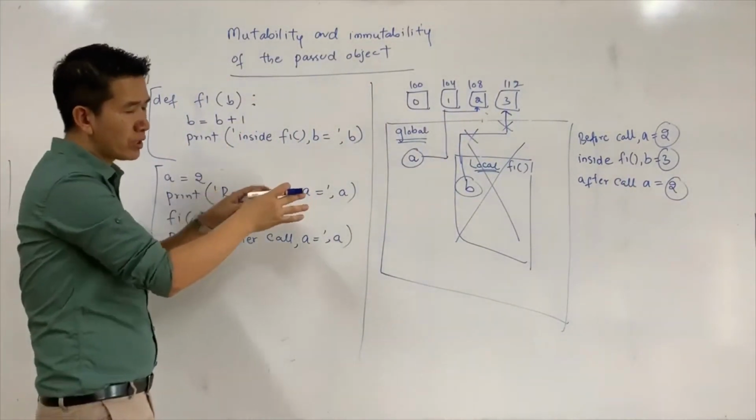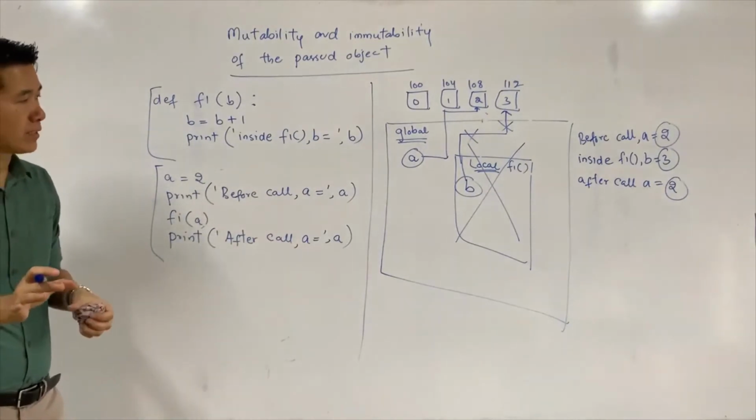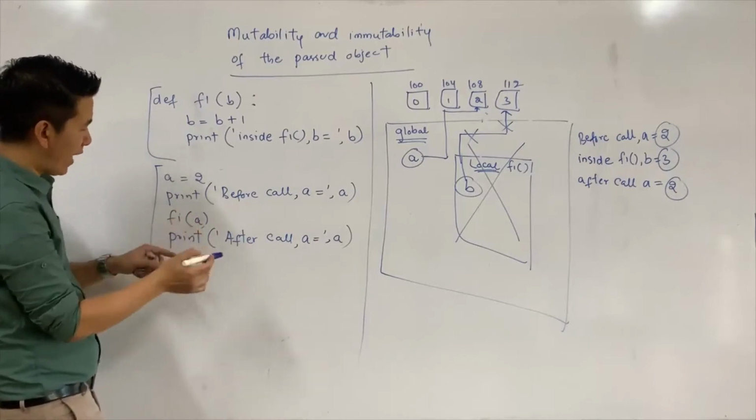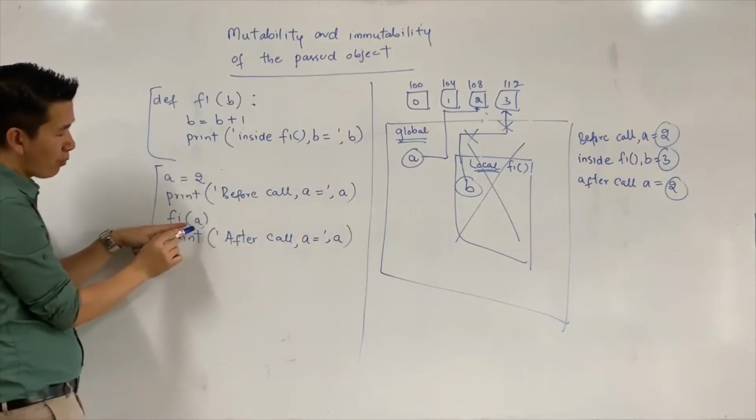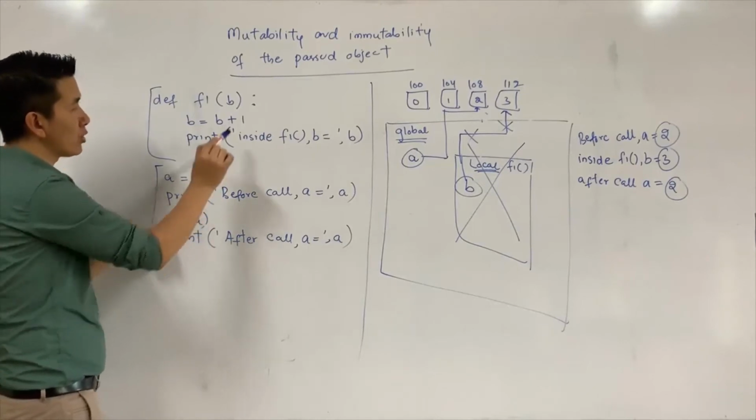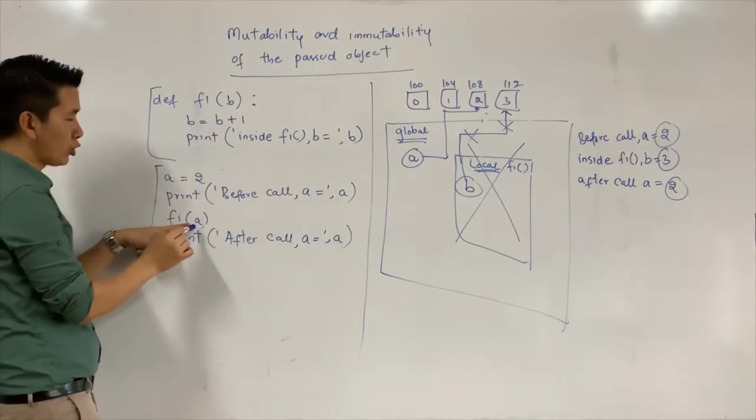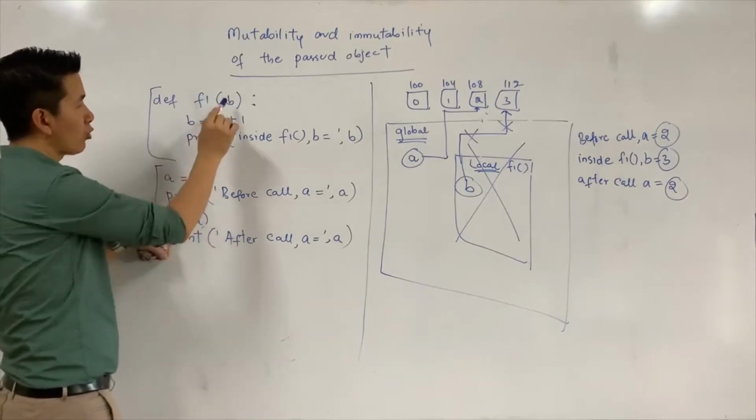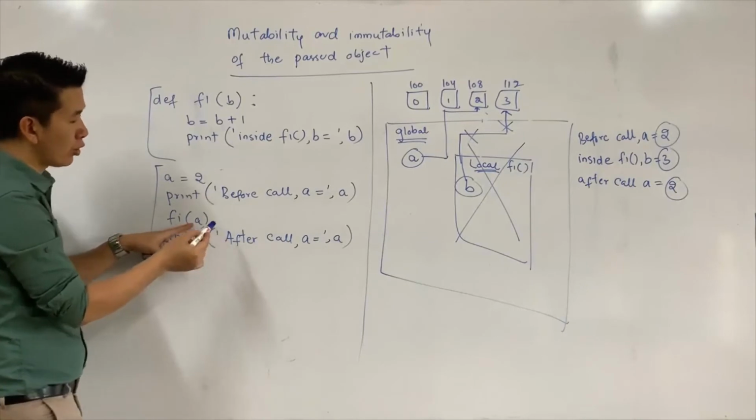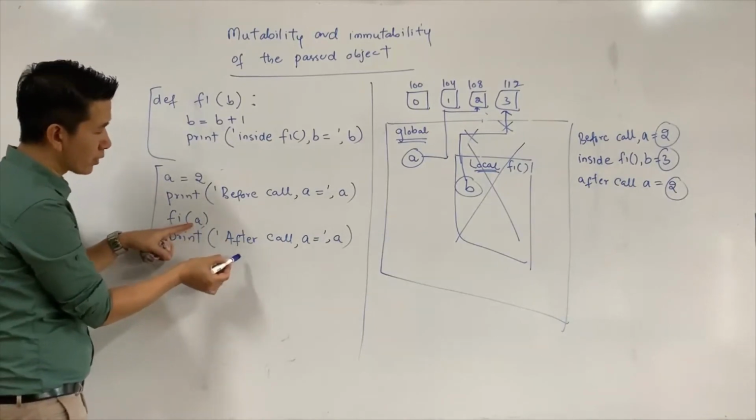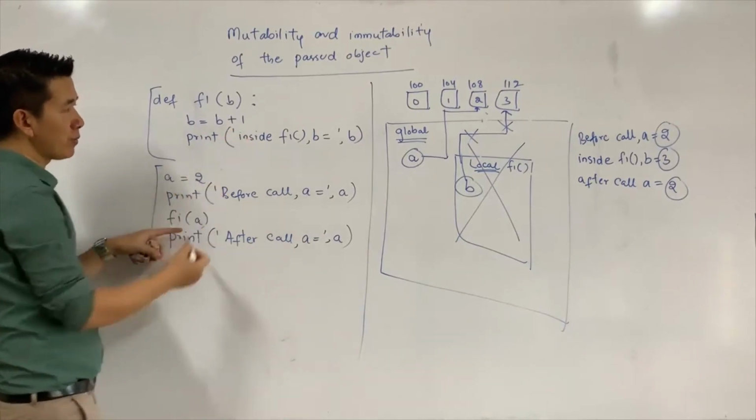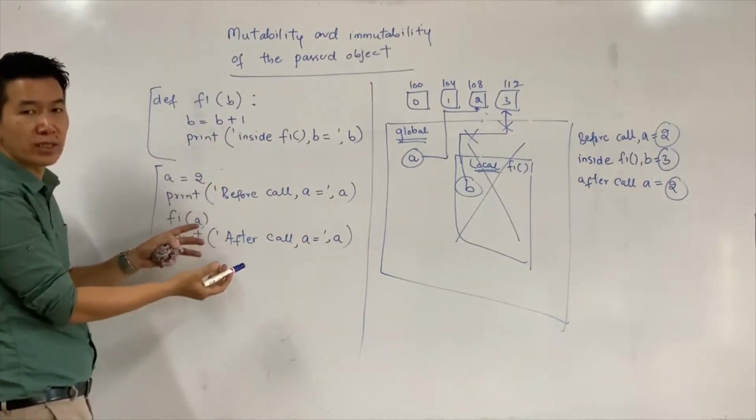So through this program, what you should know is, when the values are passed from the actual argument to the formal argument, and this is the actual argument, this is the formal argument, right? If it's mutable, you will see a change in the original value of a. If it's immutable, you will not see the change, right?